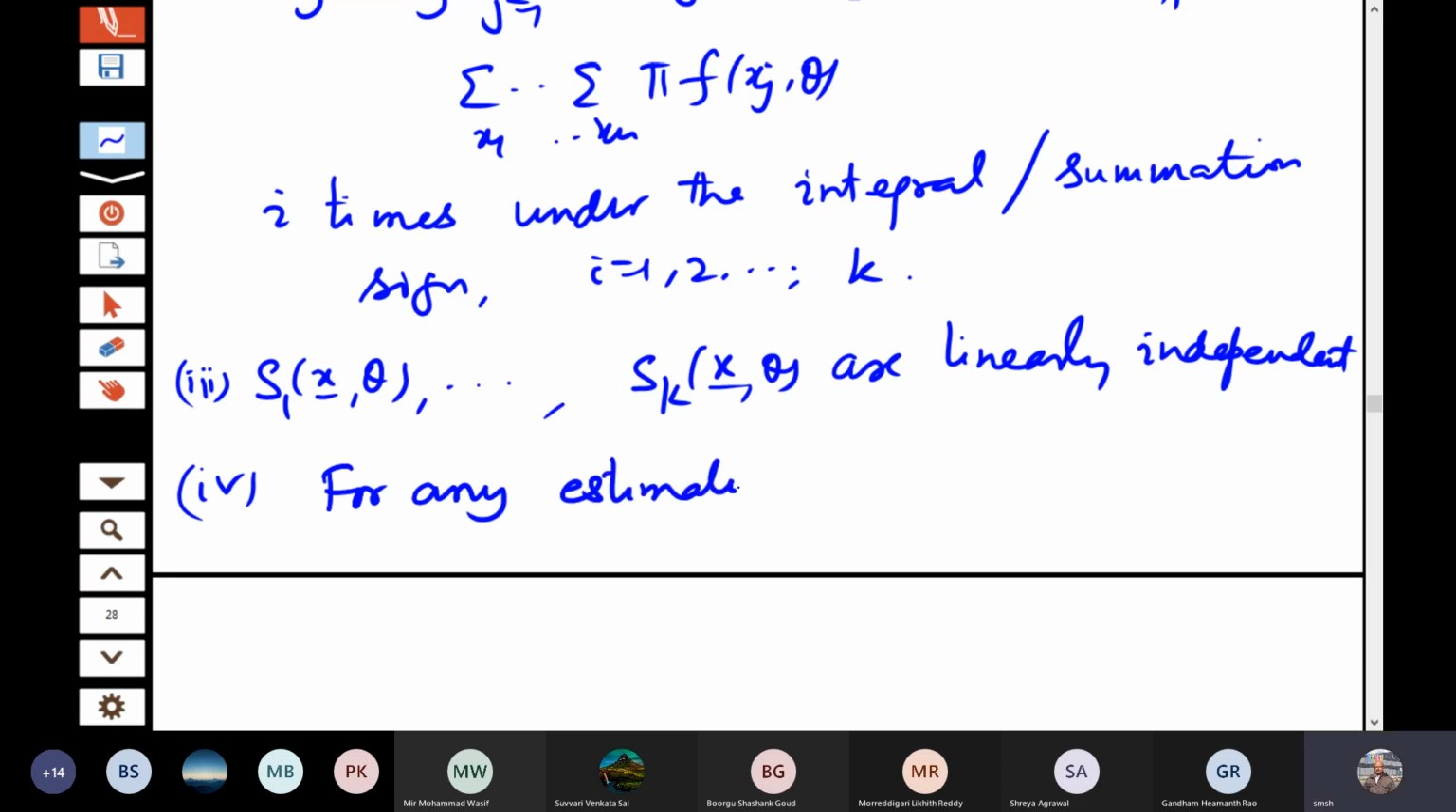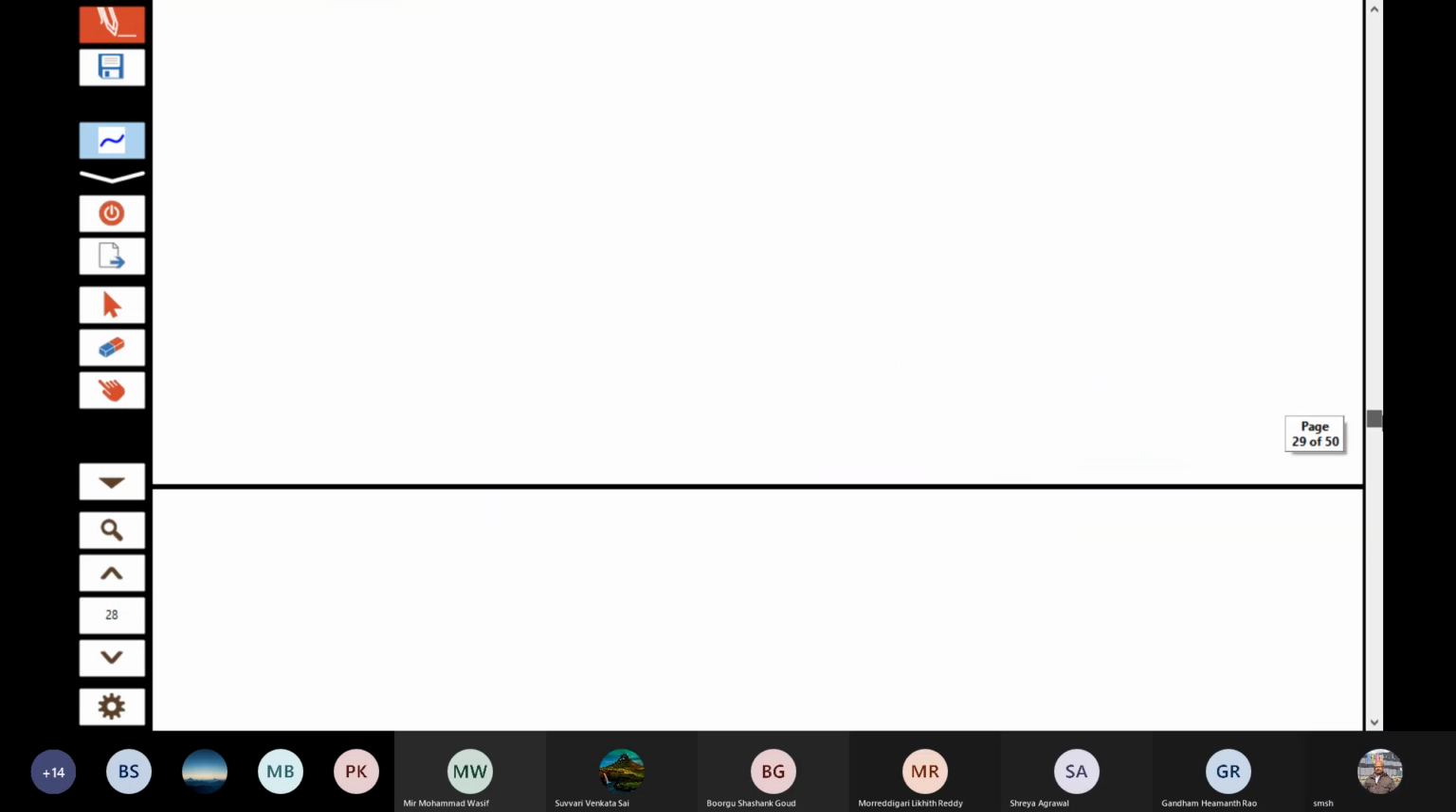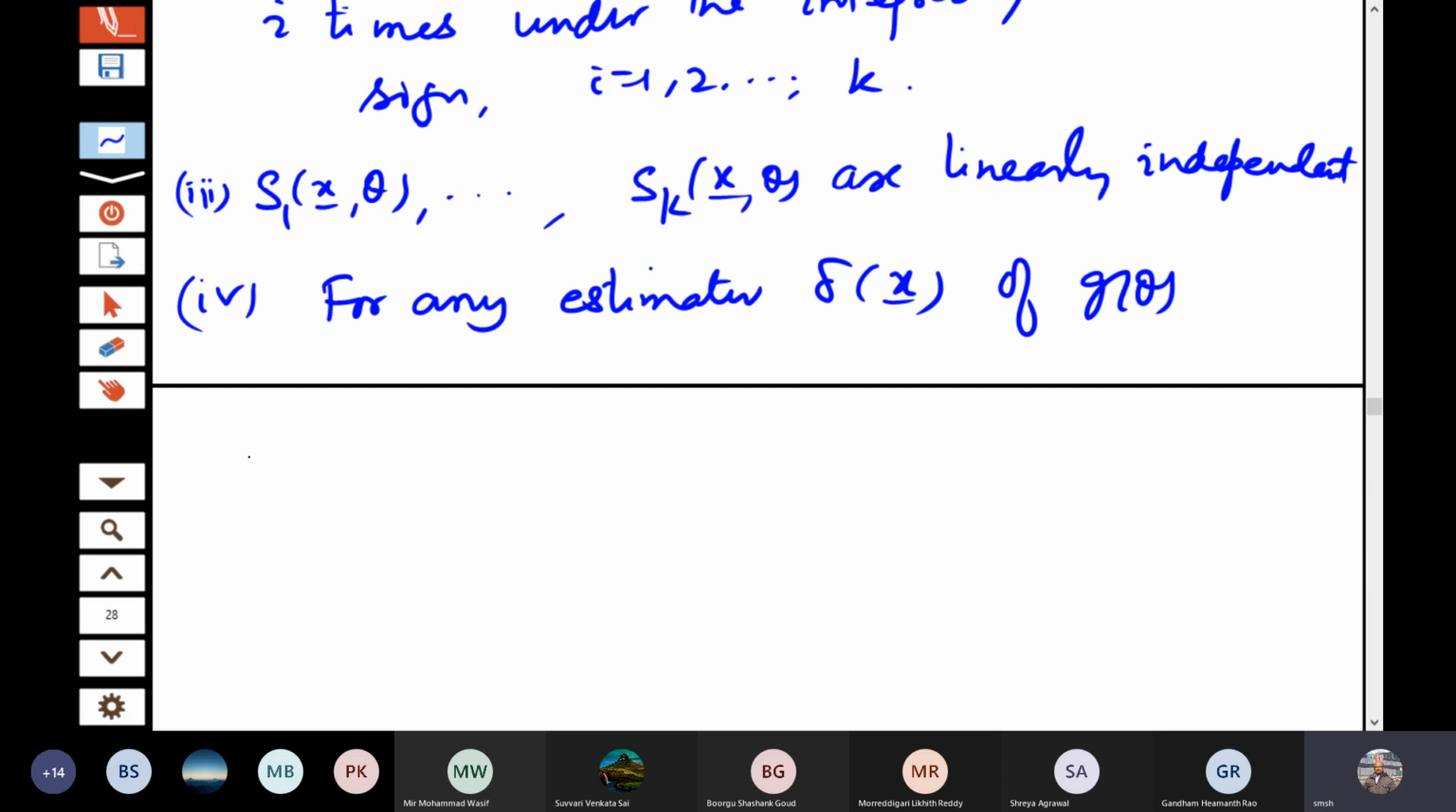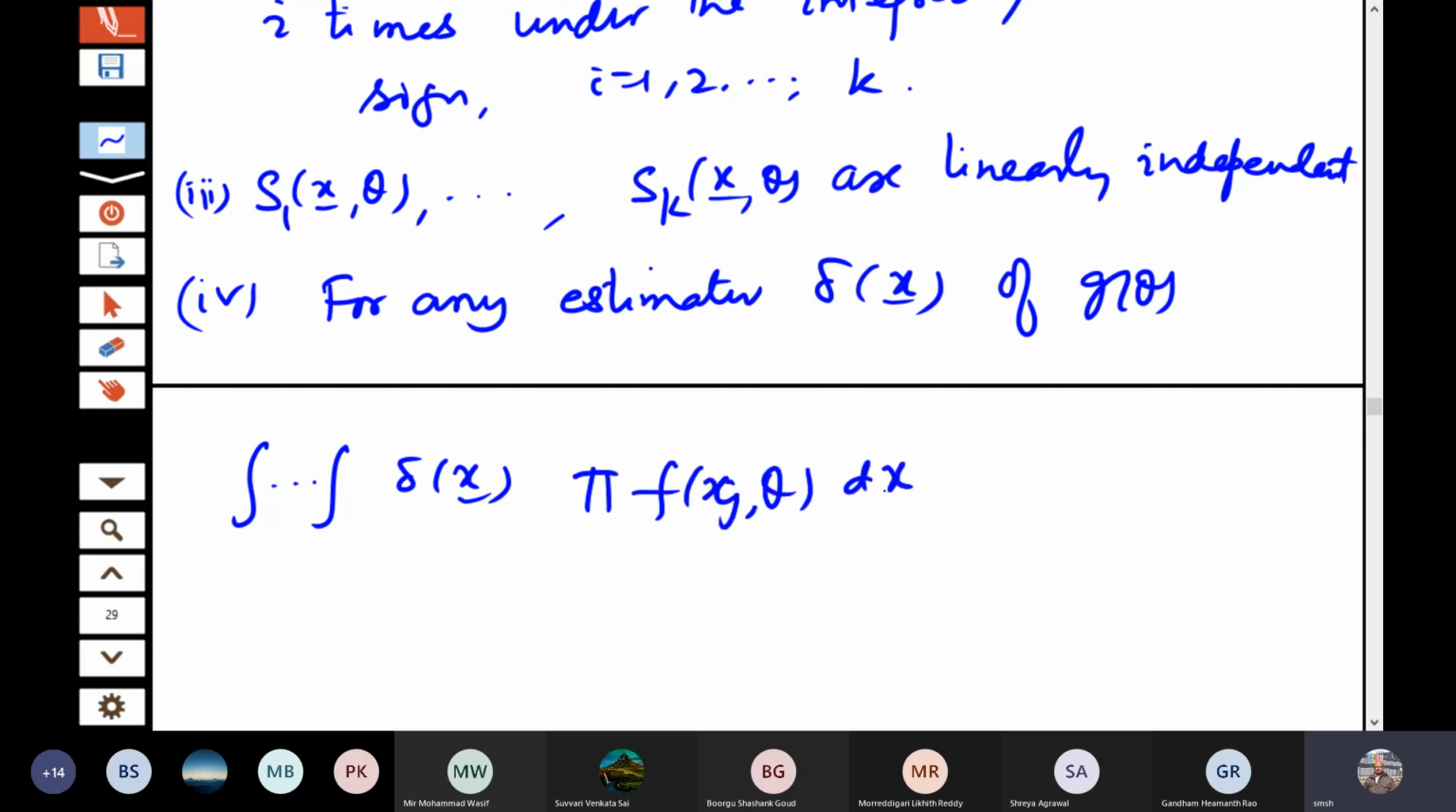For any estimator delta of g(theta), this expectation of this, that is delta(x), and then same thing, that is product f(xj, theta) dx, j equal to 1 to n, or summation, of course.